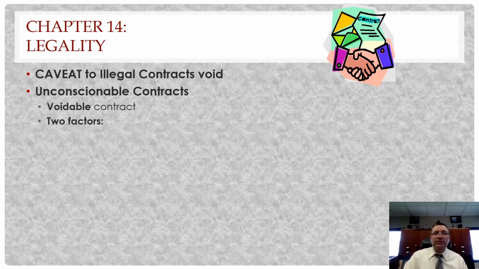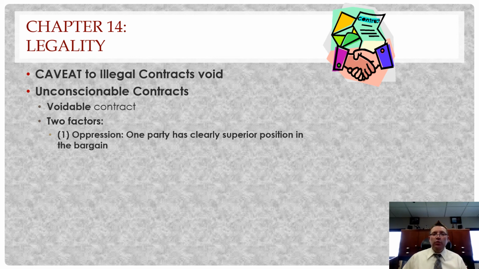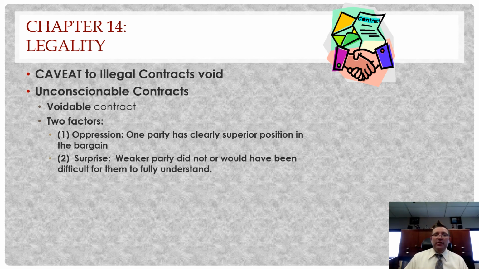It becomes a voidable contract. There are two factors. One, did one party have clearly superior positioning in the bargaining? We talked about the airlines industry, right? So in the situation in which, say I buy my ticket, but the airlines requires me to sign the exculpatory clause, right? That's your setup, right? Surprise? No, they made it clear, did everything right. If it is a surprise, they hid it.